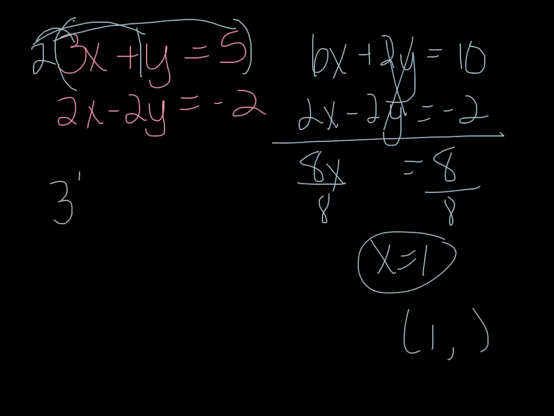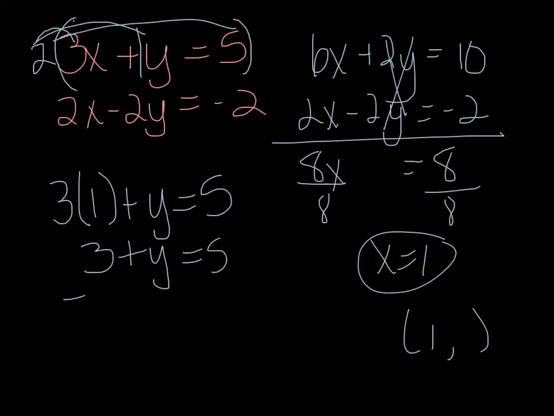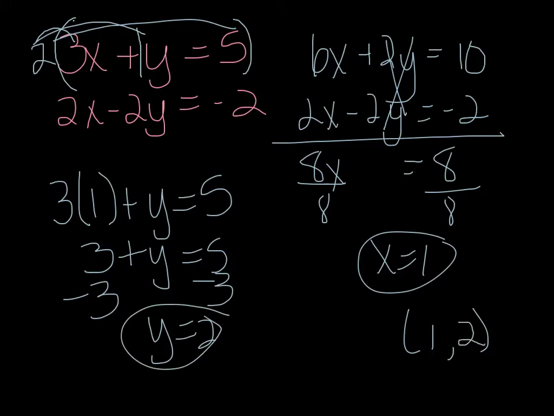So we have 3, and instead of the x, I'm going to put a 1, plus y equals 5. So this is 3 plus y equals 5. Subtract 3, and y equals 2. I'm going to put that in my y point, and my answer is (1, 2). Remember, if these were graphed, they would meet at (1, 2).